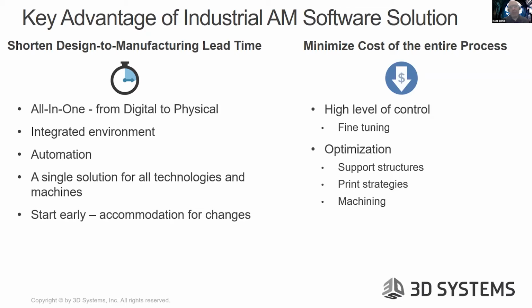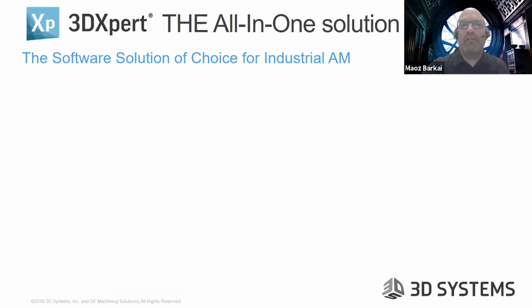So now with lead times shortening, I often may get the part before it's even finally designed, and I can start working on it. And then as changes come in, I can implement them easily. That will save me a lot of lead time. Right, so let's talk about 3D Expert. It's the all-in-one software solution of choice for industrial AM.